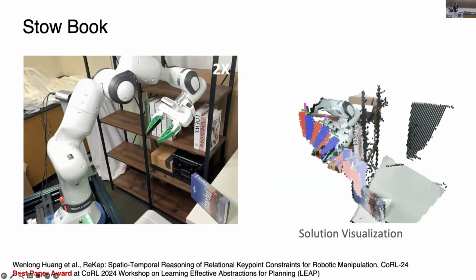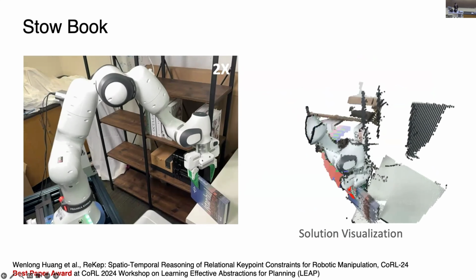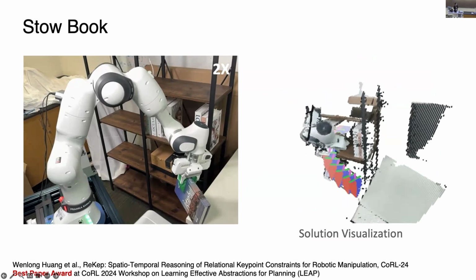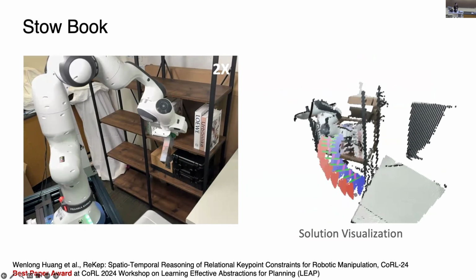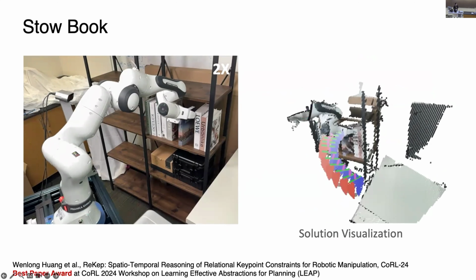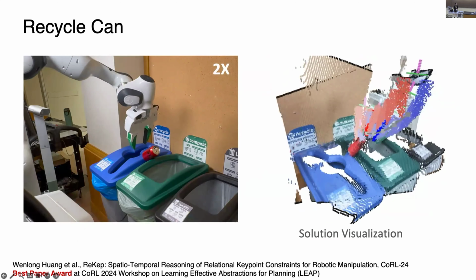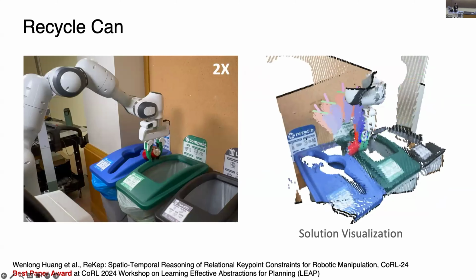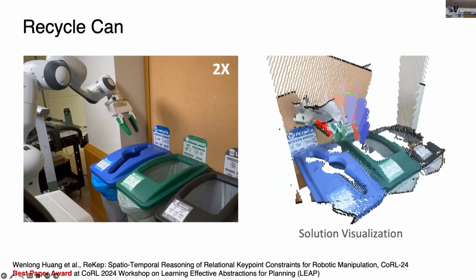You can see after the robot has executed the current planned trajectories, the trajectories for the next stage will immediately appear, which shows the planned trajectory that the robot has to follow. Here the robot has to reorient this book into certain angles before it can do the stowing. Here's another example where the robot had to rotate the cup, this Coke can, into certain angles before it can throw it into this very tight recycling bin.